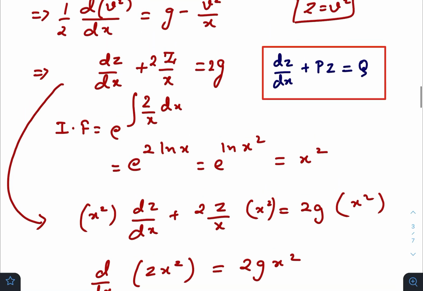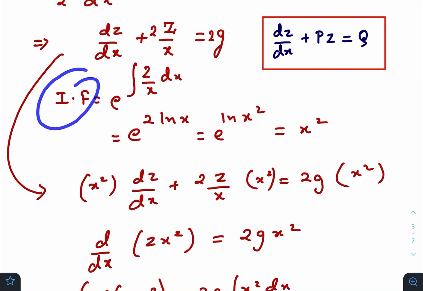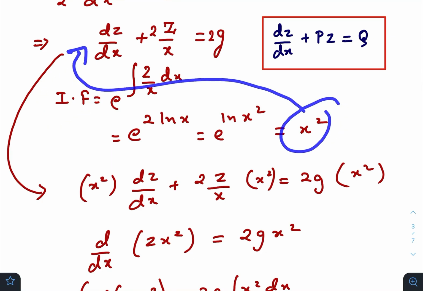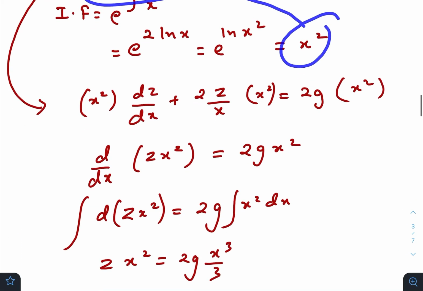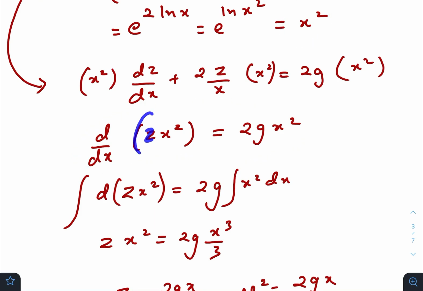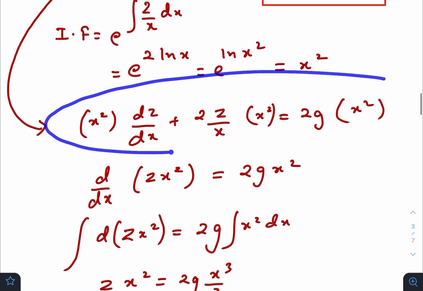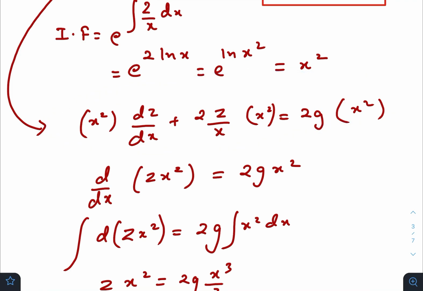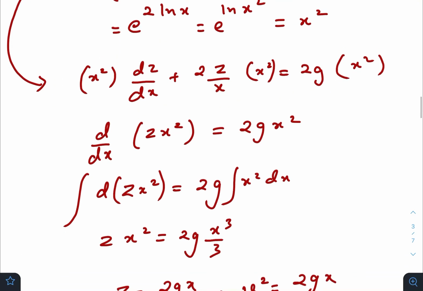So this is a nursery level concept. You can just find out the integrating factor, which is x square. Just multiply x square with the whole equation, and the whole equation will reduce to this one. Okay, d/dx of z x square. I won't explain this thing because I know that my viewers are smart enough to analyze this one.